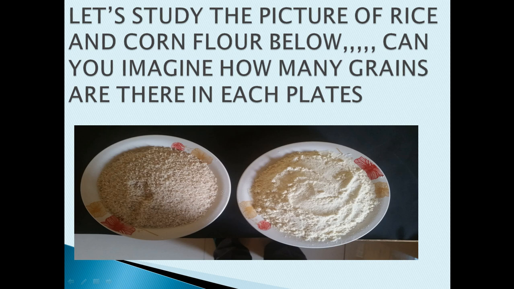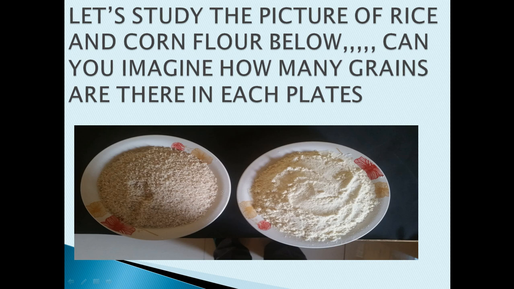Let's study the picture of rice and corn flour below. Can you imagine how many grains are there in each plate? If you were asked to count the number of rice grains here, or another student was asked to count the corn flour, you realize that it will be very difficult to count, especially the corn flour. Now imagine how to count particles.